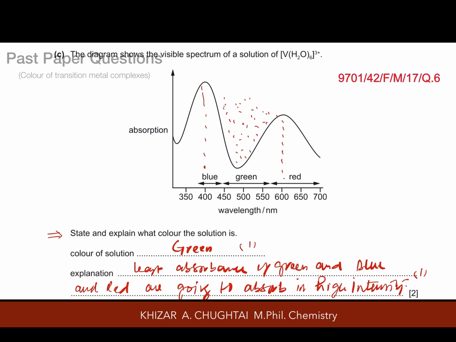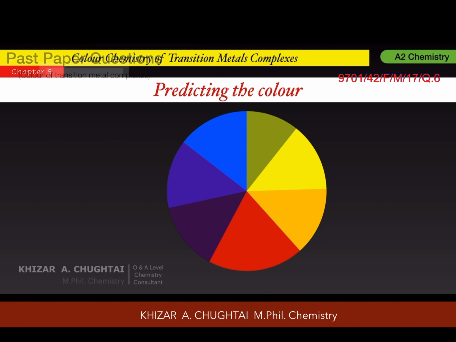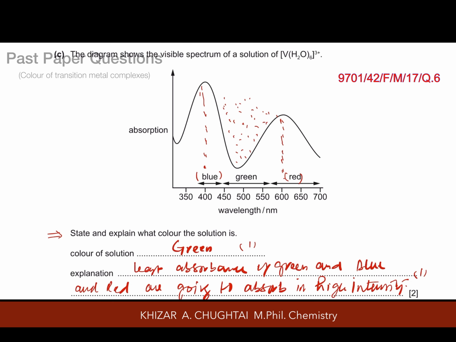Basically, as I told you, you can predict the color from the color wheel approximately, and it's absorbing the blue and red at the maximum level. If the blue and red are absorbed to the maximum level, then its color will be green. If the violet and red colors are absorbed, then its complementary color, its opposite color, is the greenish one. In this case, we will write the approximate answers, approximate colors.